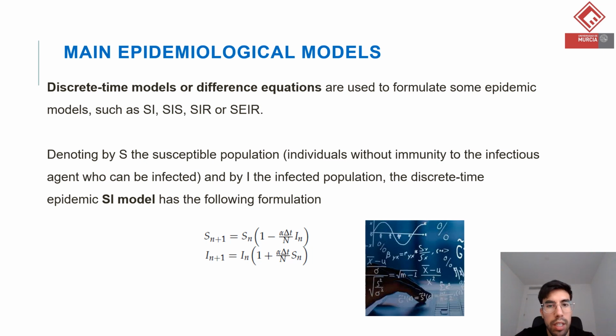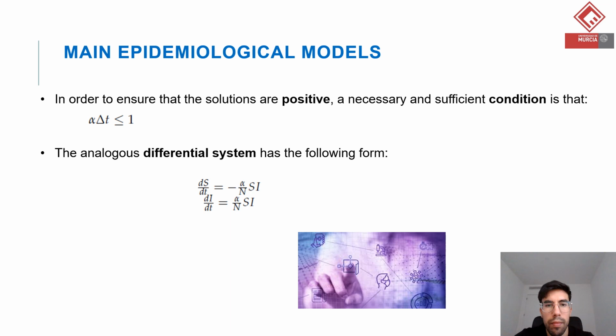Denoting by S the susceptible population, individuals without immunity to the infectious agent who can be infected, and by I, the infected population, the discrete time epidemic SI model has the following formulation. In order to ensure that the solutions are positive, a necessary and sufficient condition is the one that appears on the screen. The analogous differential system has the following form.